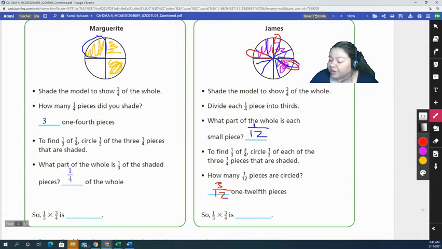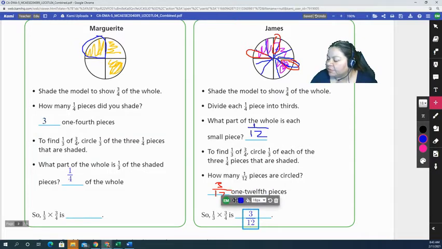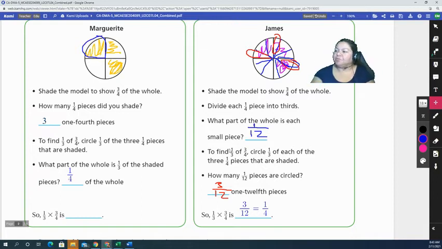So the answer here is 3/12. However, 3/12 is not in simplest form, correct? It's not in simplest form, because I can divide both the numerator and the denominator by 3. If I divide 3 by 3, that's 1. If I divide 12 by 3, it's 4. So at the end, I got the same answer as Margaret. James got the same answer, but he did it a different way. Okay. So those are the steps.